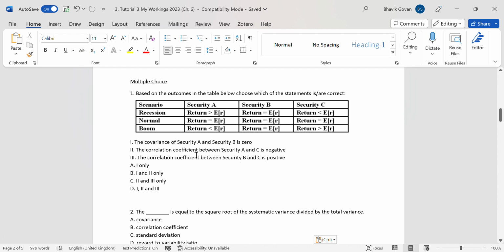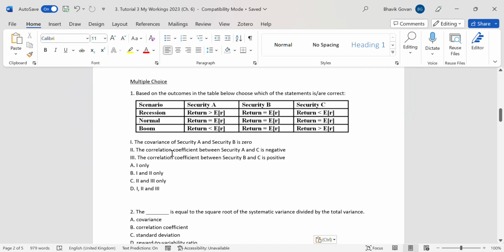So from this table, we're given 3 scenarios. We're given 3 securities, and basically under each scenario, for the scenario of a recession, for security A, the return is expected to be greater than the expected return. For B, the return is equal to the expected return. And for C, the return is less than the expected return. So it's like that for all 3 securities, but it's just different depending on the scenario.